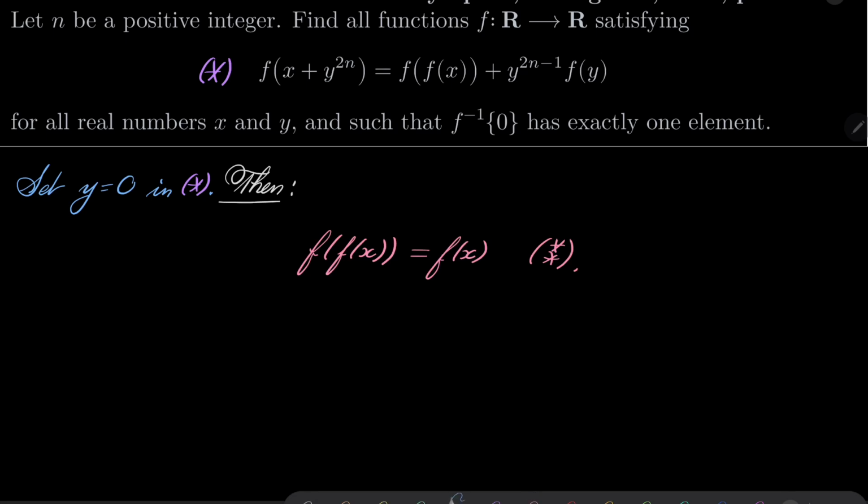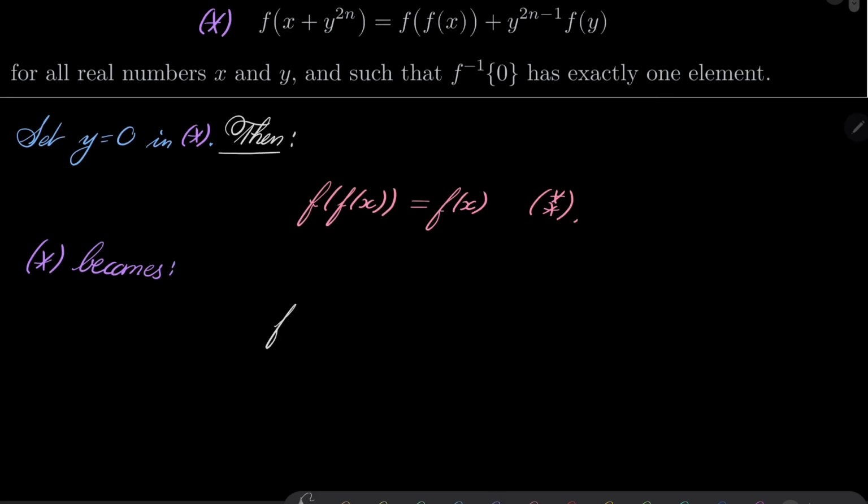Alright. Now let's set something else. Or maybe let's rewrite our equation. Our equation asterisk becomes the following: f of x plus y to the power 2n. Instead of f of x, we can just put f of x plus y to the power 2n minus 1 f of y.